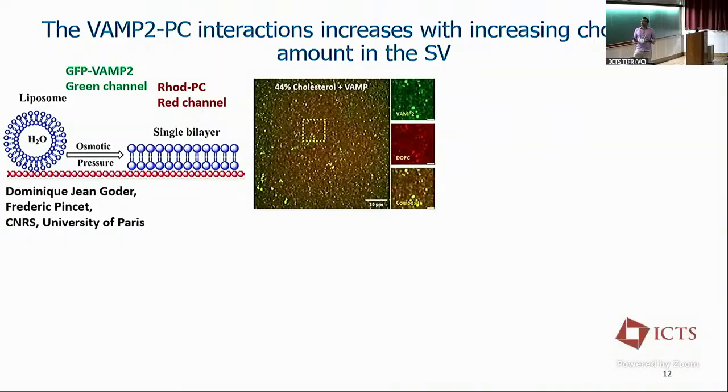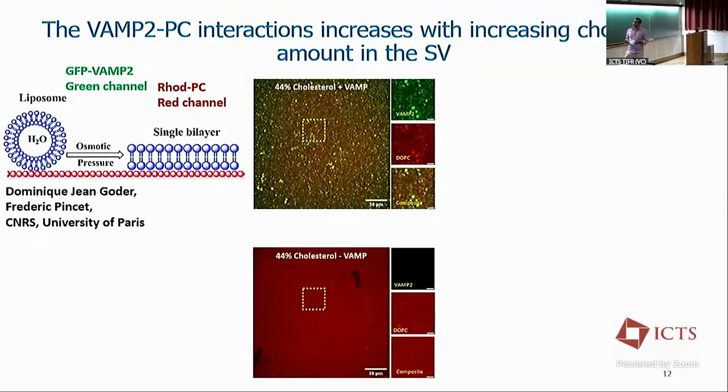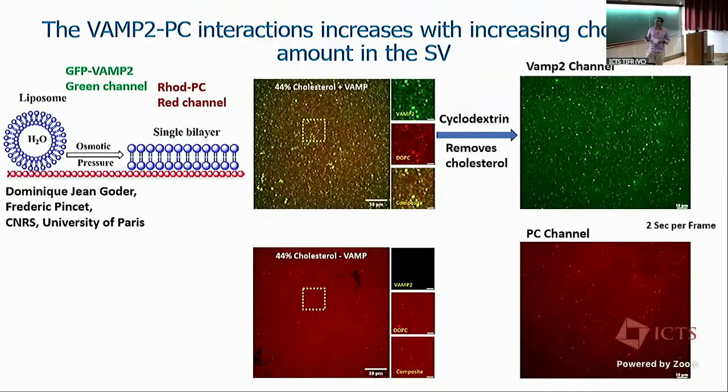This is the native 44% cholesterol, and where in the same experiment, when we did it without the protein, you don't see any of this puncta formation. And then in the next experiment, to this 44% cholesterol bilayer, we added cyclodextrin. What cyclodextrin does is scavenge out the cholesterol. And when you are scavenging out the cholesterol, almost like a movie, you can see that those puncta are now disappearing from the membrane. Believe me that these puncta are disappearing from the membrane.